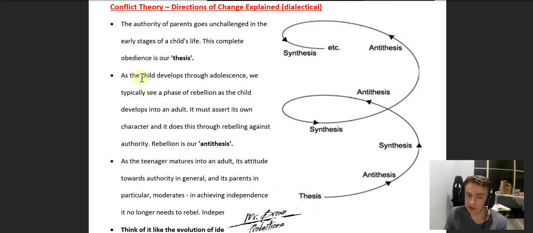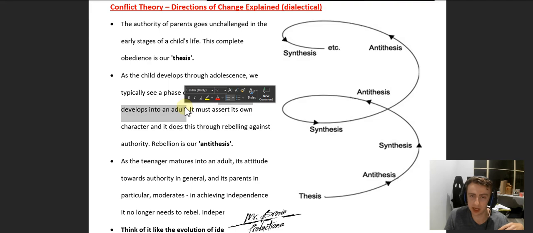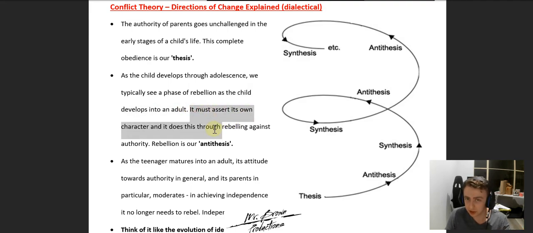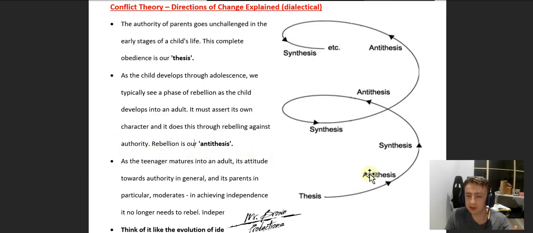The antithesis, however, is that as the child develops through adolescence, the phase that you guys are in, or just ending in now, we typically see a phase of rebellion because the child's developing into an adult. They want to assert their own character, their own ideas, and they do this through rebelling against the authority of the parents. This rebellion, for example, is your antithesis. So what you have now is the original idea that the parents know best and they know what's good for you, and that's the best thing for a young person. The antithesis then is the young person saying, no, you don't know what's best for me, I know what's best for me, you're wrong, and I'm right. So that's the new idea.